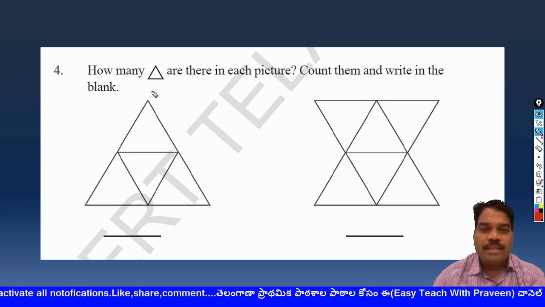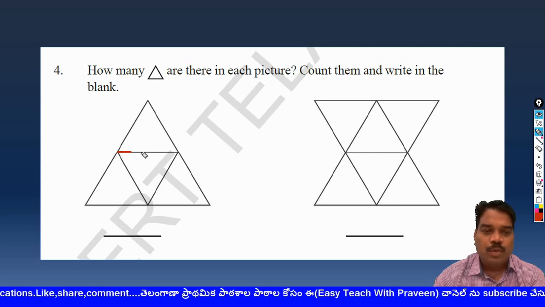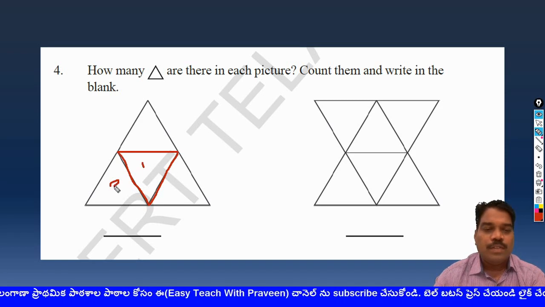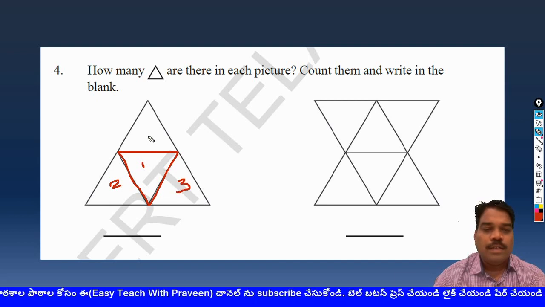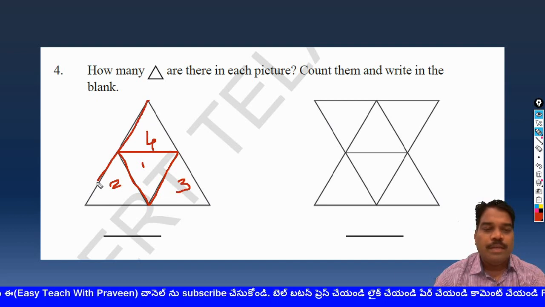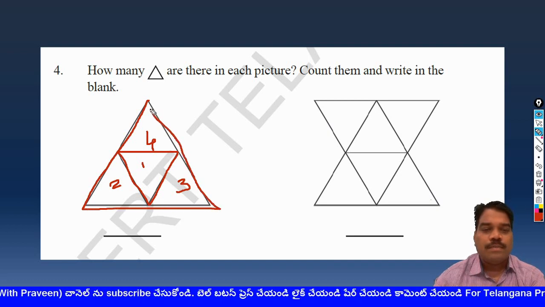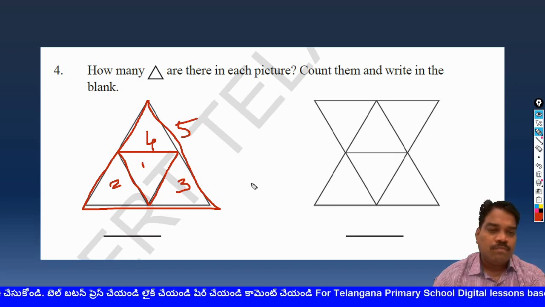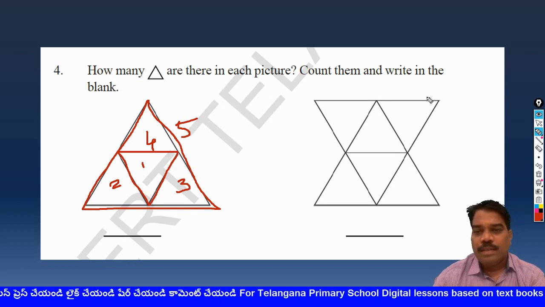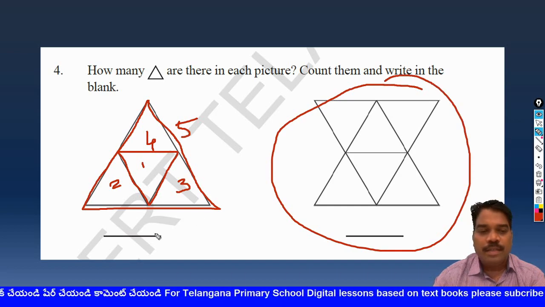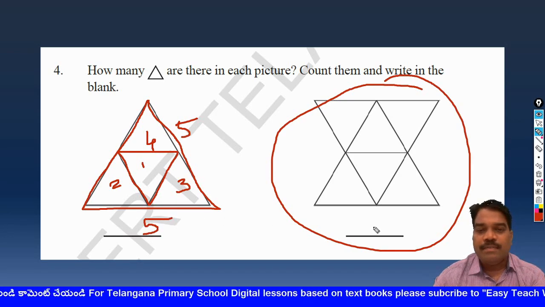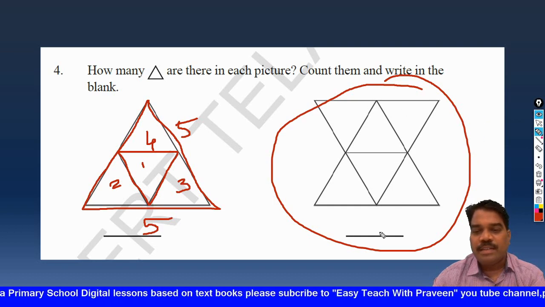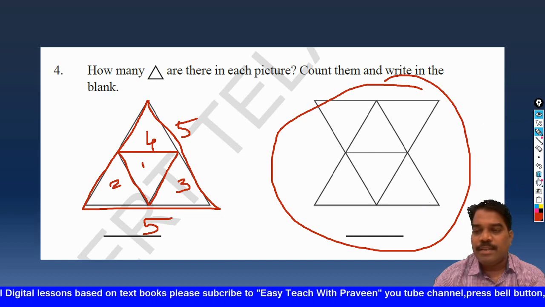So how many triangles are there in each picture? Count them and write. So here you have to count the triangles. This is 1, this is 2, this is 3, and this is 4, and the big large one is the 5, isn't it? Right, these are 5, and you have to count how many are there. You can make a 5 and blank and fill up this blank by counting this one. This is homework for you.